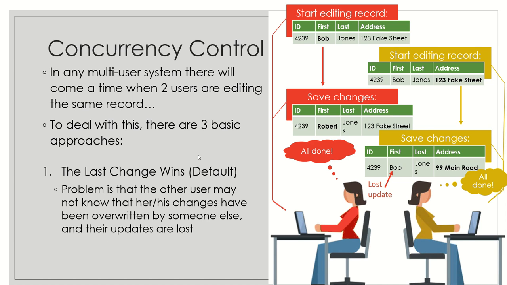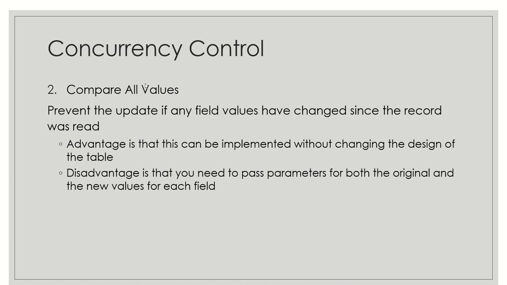So how can we solve it? Well, we need some kind of way of figuring out when two people are editing it. How can we make sure that the record hasn't changed already while you're doing it? So let's compare that with some of these other options. Here's option 2. We call it compare all values. We can prevent an update if any of the field values have changed since the record was read.